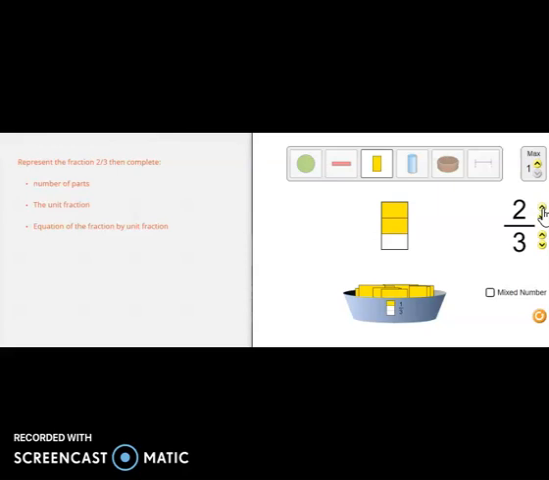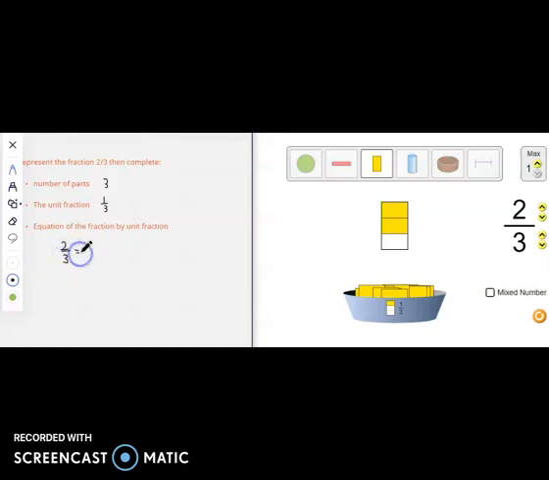Now the number of parts. When they ask how many parts? Yes, 3. The denominator. The whole parts? Yes. The unit fraction is each part of this, which represents 1/3. So the unit fraction has denominator 3 and 1 up. The equation of the fraction by unit fractions. The fraction I have is 2/3. It's easy now.